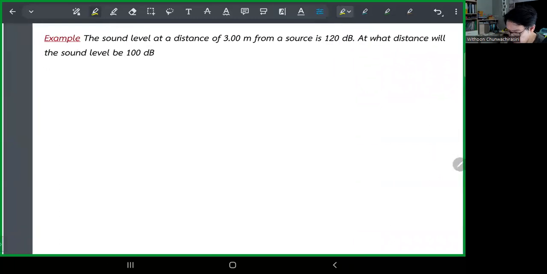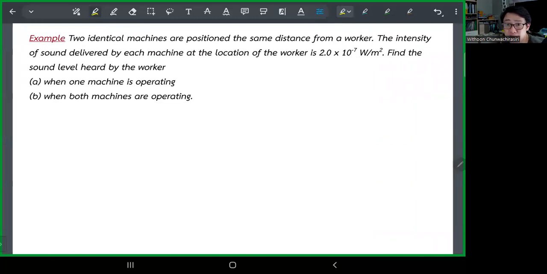What we're going to do is just two examples, and then we'll call it done for today. Sounds good? All right. Let me give you some energy to do the last push, and then we're done. Start with this: two identical machines are positioned at the same distance from a worker. The intensity of sound delivered by each machine at the location of the worker is given. Now, they want to know the intensity of sound when one machine is operating and when two machines are operating. This is going to be a straightforward plug and play. So part A, let me call it beta 1.